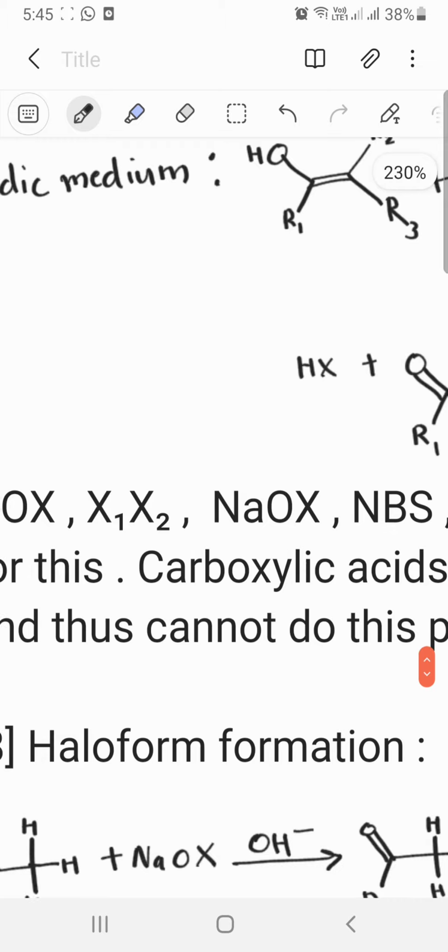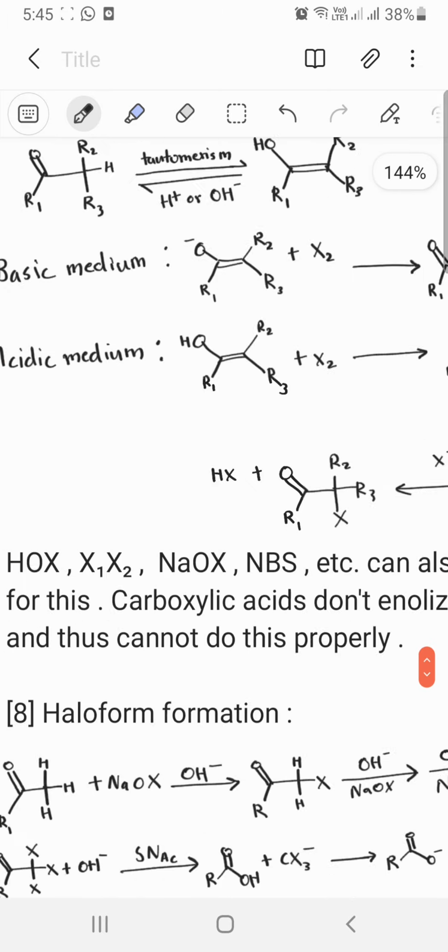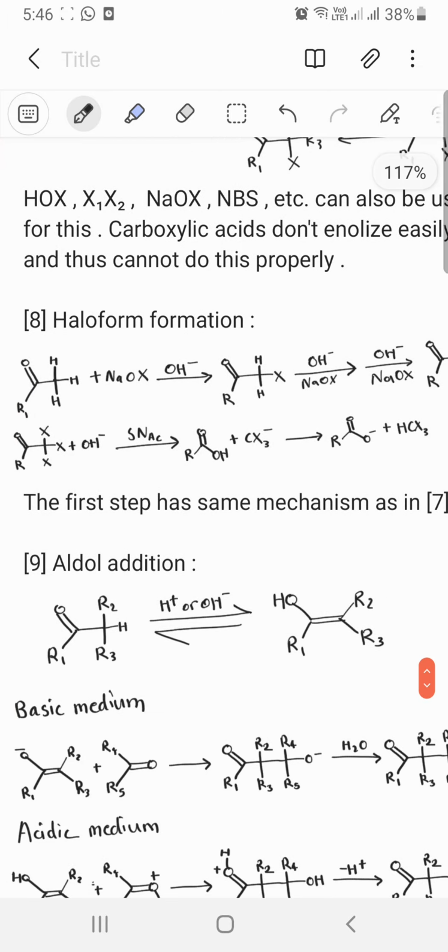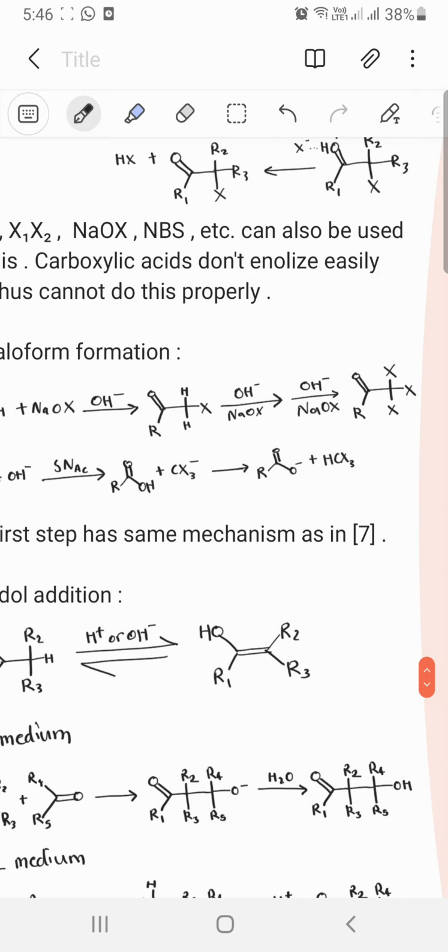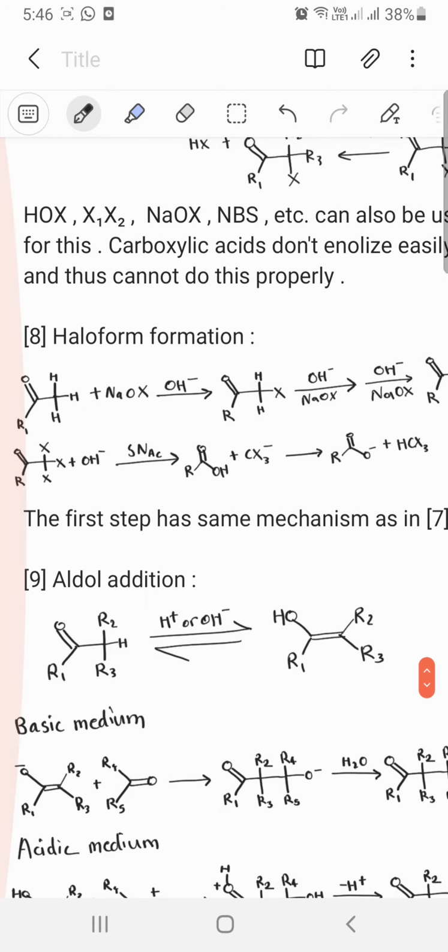So as we saw, we can use NaOX to halogenate as well. So first of all, OH minus enolizes this thing, then NaOX adds the halogen. Okay. Then once again the same thing, OH minus, NaOX, OH minus, NaOX, it does this thing. After that's done, you do SNAc and this happens. Cool.